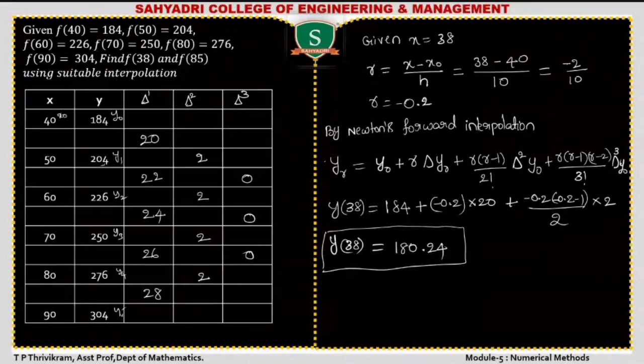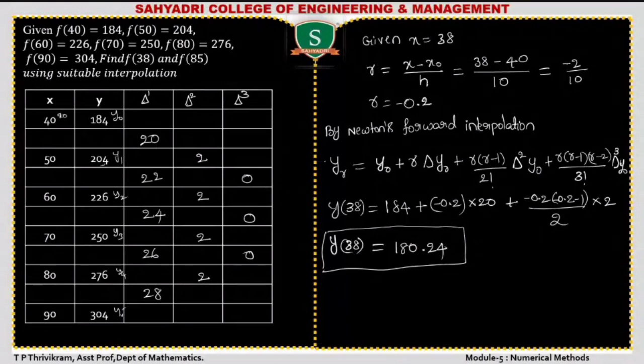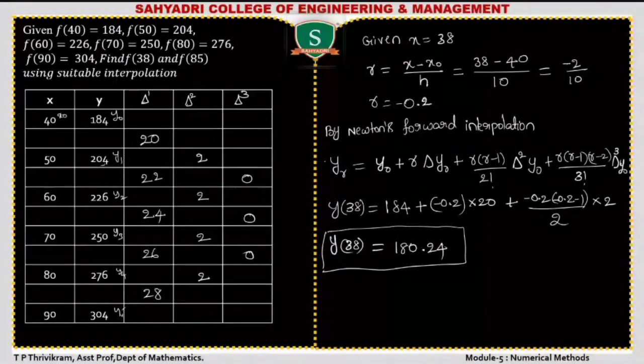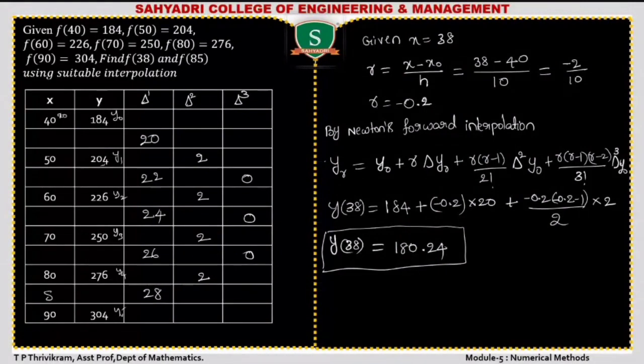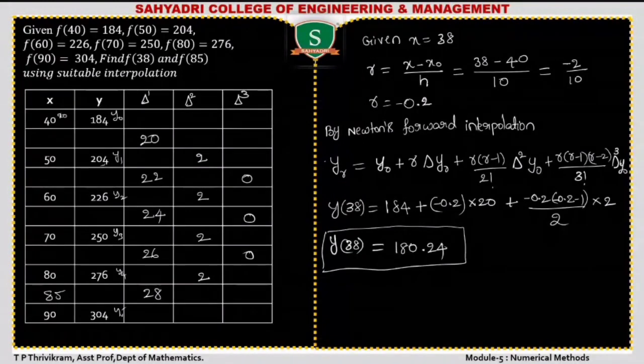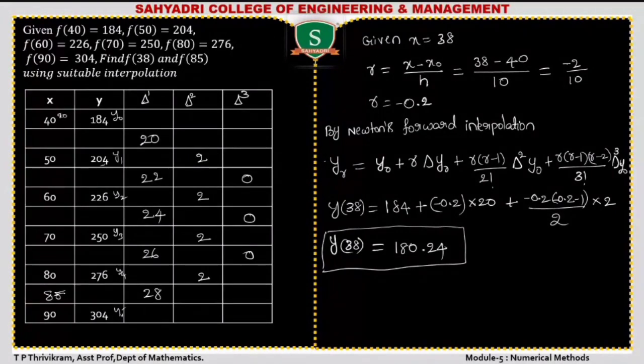Similarly, if we want to find the function value at 85, which one is preferable? It is on the next end, right? Here you'll get 85 in the middle. So backward difference will be easy because the last value is near to this. So for this value, we'll select backward difference. Calculation will be easy if you use backward difference for this.